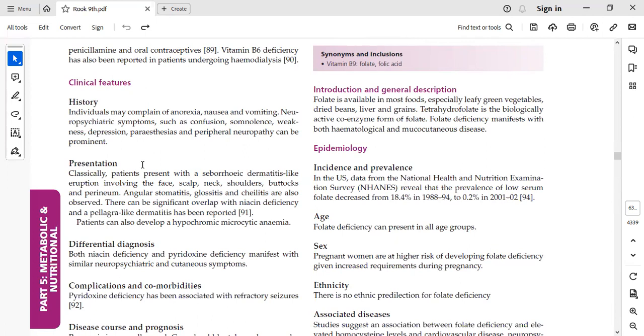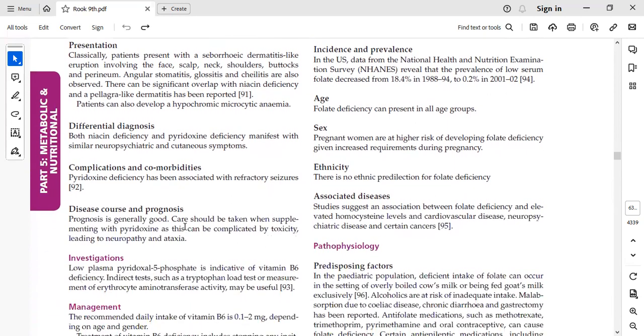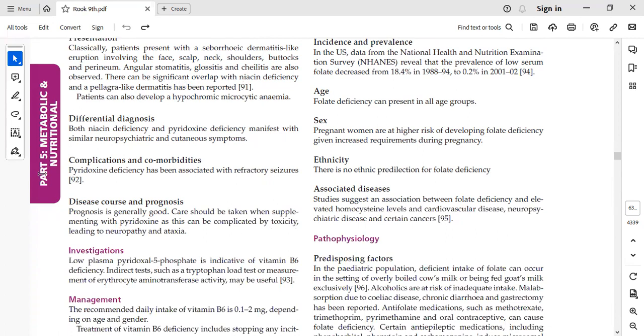However, if the deficiency is prolonged, there's going to be seborrheic dermatitis-like eruptions, which involve the face, scalp, neck, shoulders, buttocks, and the perineum. Again, angular stomatitis, glossitis, and cheilitis will also be observed in vitamin B6 deficiency. There is significant overlap with niacin deficiency and a pellagra-like dermatitis. Patient may also present with anemia in certain cases. Your top differential is niacin deficiency in case of vitamin B6 deficiency.